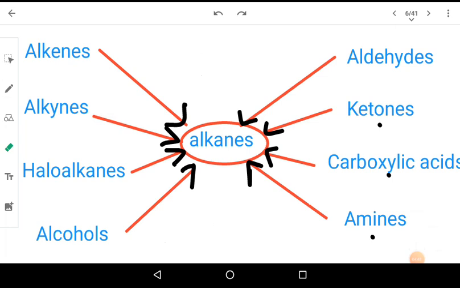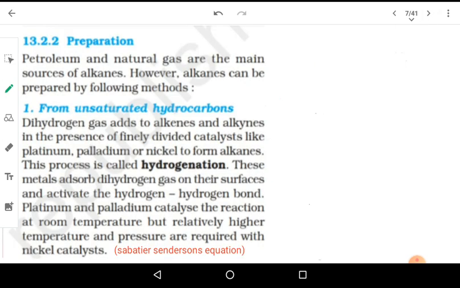Let us now study the preparation of alkanes. Now we can prepare alkanes from a variety of compounds like alkenes, alkynes, haloalkanes, alcohols, aldehydes, ketones, carboxylic acids, and amines. In this chapter, we will not be discussing amines, because from amines we prepare through Grignard's reagent, and Grignard's reagent we will deal with separately in the chapter on haloalkanes and haloarenes. So, let us start with alkenes.